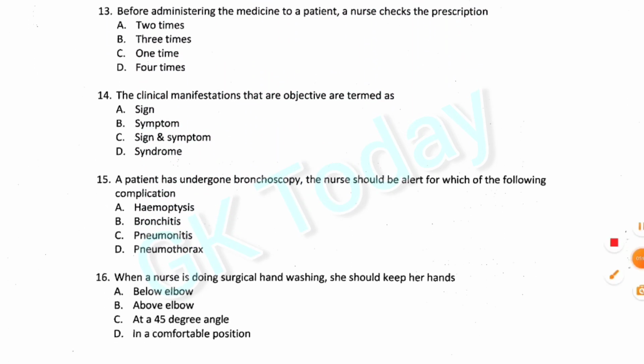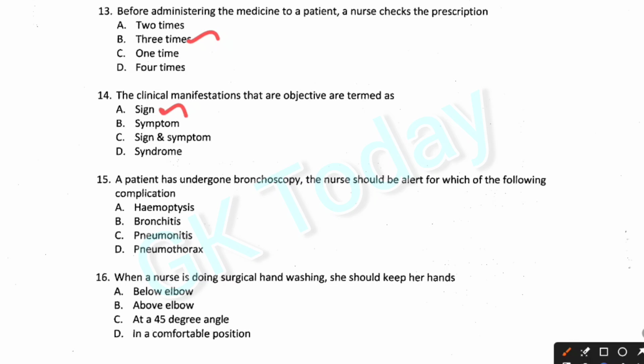Question number 13, before administering the medicine to a patient, a nurse checks the prescription 3 times. Question number 14, the clinical manifestations that are objective are termed as sign. Correct option is A.